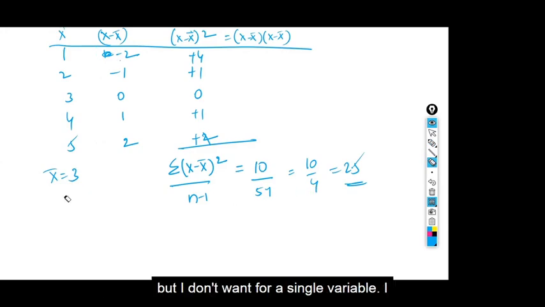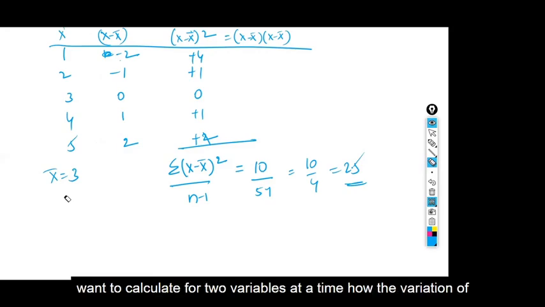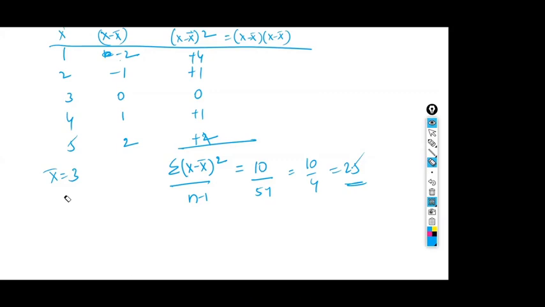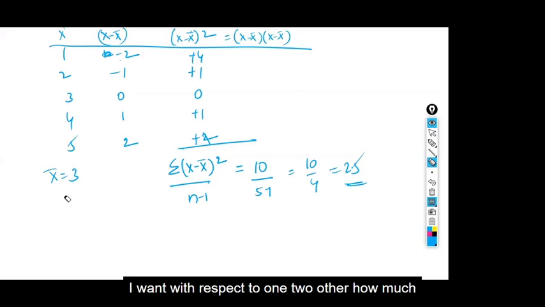But I don't want it for a single variable. I want to calculate for two variables at a time: how the variation of one variable has an effect on the other variable. I want it with respect to one to the other, how much the variation of one variable is with respect to the second variable.